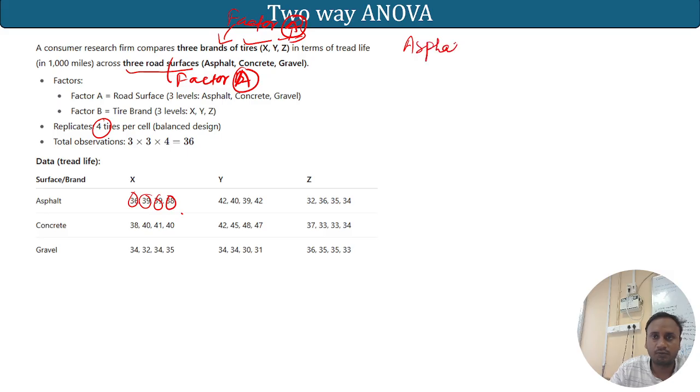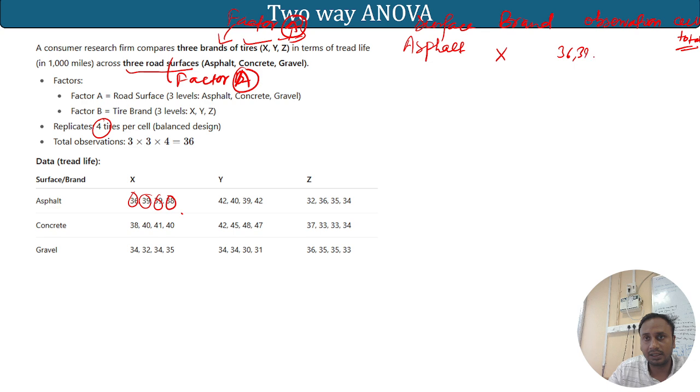Fall, then will become surface, brand, observation. Then we'll take the cell total. Why are we taking the cell total? That will tell you that we're going to use asphalt X, and the number of observations we have.